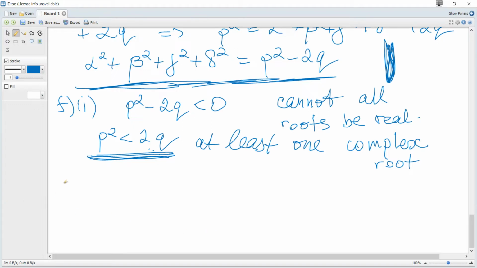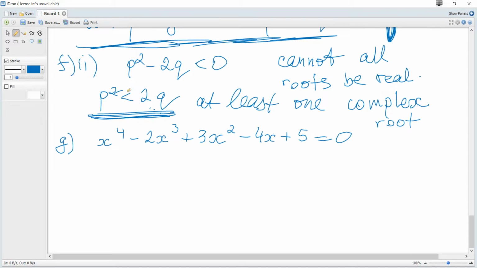Okay, G. Use your result from part FII, it means this result, to show that the equation x to the power of 4 minus 2x cubed plus 3x squared minus 4x plus 5 is 0 has at least one complex root, 1 mark. So to have at least one complex root, this statement must be true.